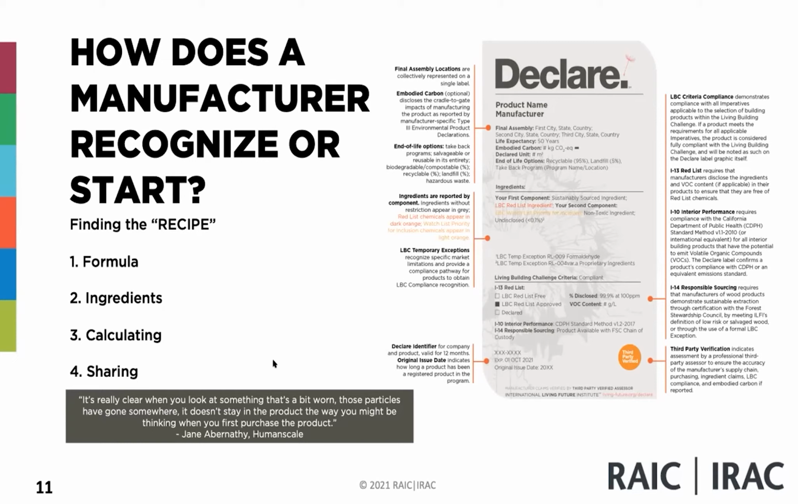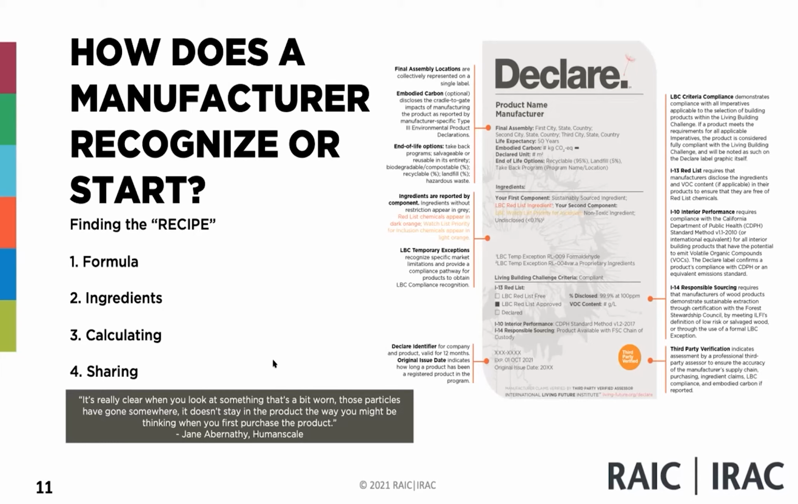So I'll break down the quick Declare label because this really gives a good representation of what a nutritional label looks like, as Jen and I have said a few times. So it has the manufacturer, where it is assembled, the life expectancy, the embodied carbon in it, the declared unit number, and then the end of life option. So if it's recyclable, landfill, take-back program, as Jen was speaking about earlier as well. And then of course, the ingredients that are involved in the product, your first component, which is your main ingredient, and then it will break down the LBC Red List.